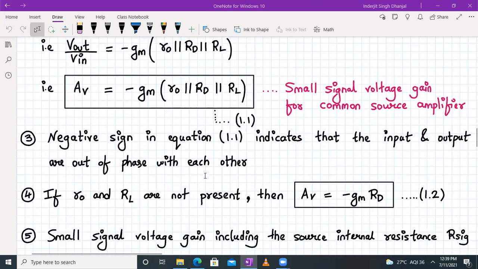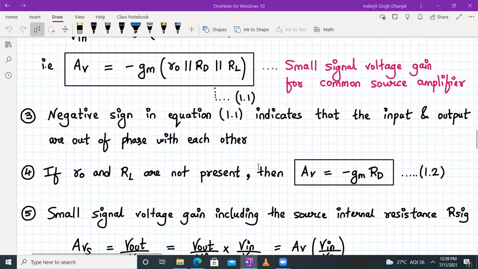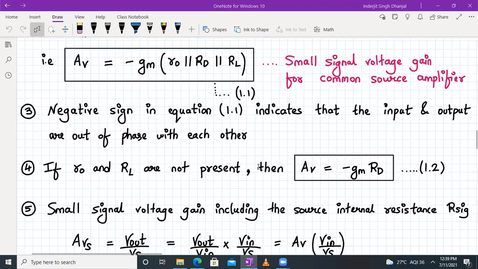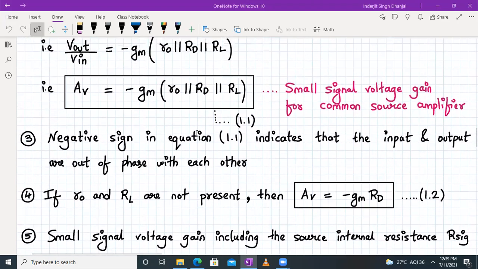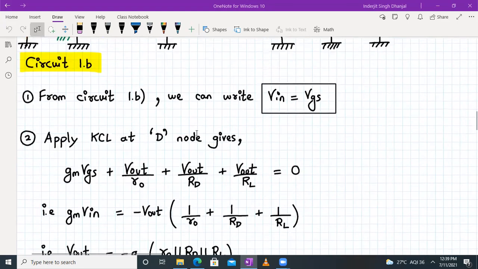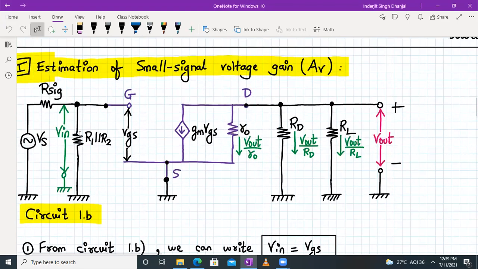Now, if RO and RL are not present, then our gain formula becomes AV is equal to minus GM into RD, which we call equation number 1.2. Fine. Not every time RO or RL might be given, so the formula of AV will be much simpler. Now, we have so far determined V out upon V in. Now we are going to determine V out upon Vs. So let us do that.